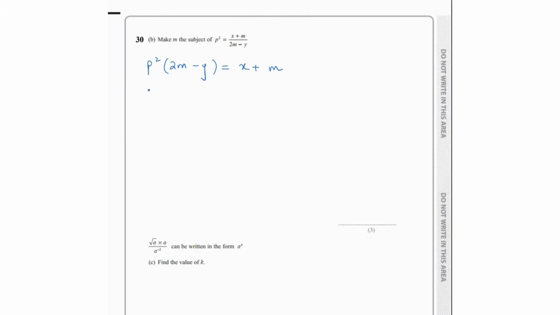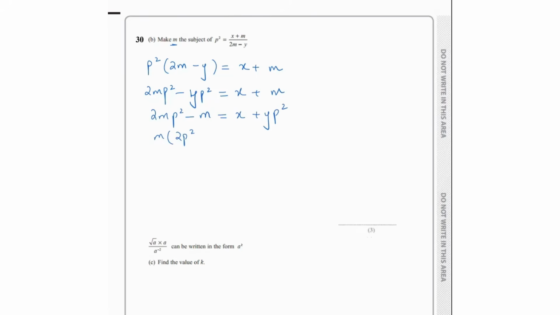Expand the bracket. Now they want us to make m the subject. So that means you need to collect all of the terms with m on one side. So bring this m over here and take the yp squared to the other side. The reason why I'm doing this is because I want to isolate m on one side. Once I have all of the terms with m on one side, I can just take m common, and then I can easily make m subject.